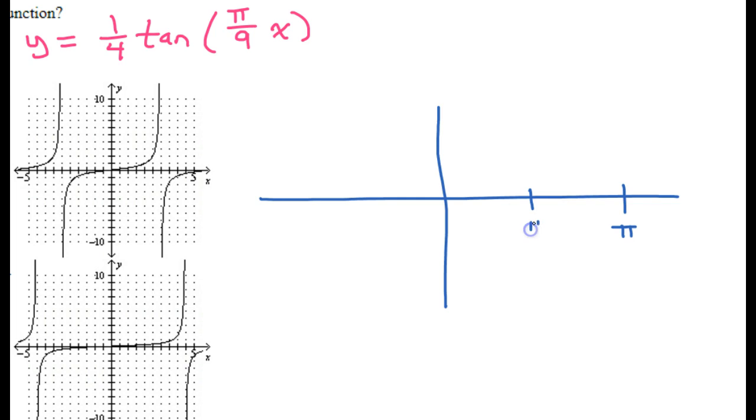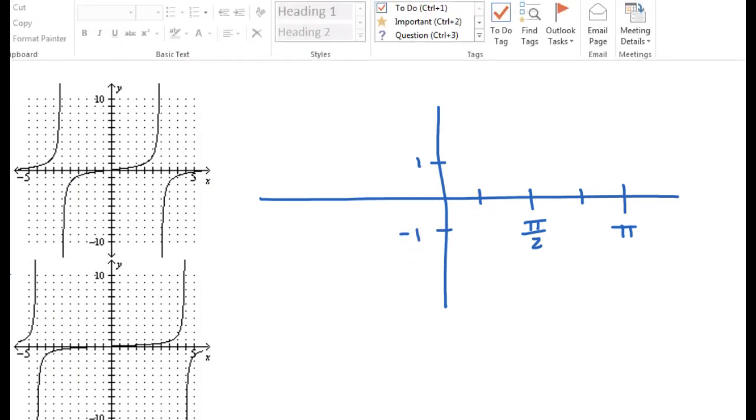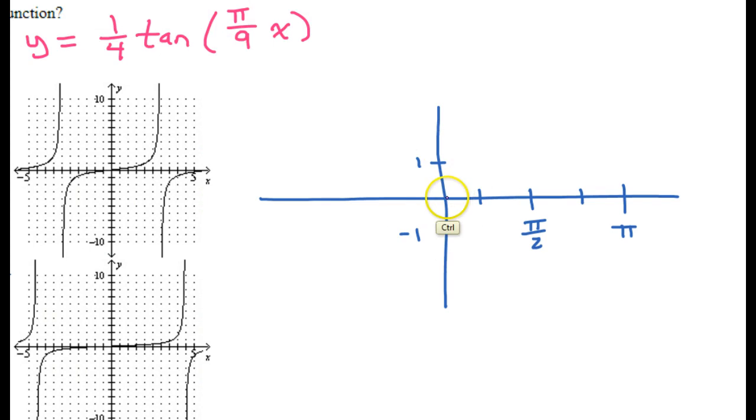Alright, so there'll be pi, and then this will be pi over 2. I'm not even going to label this. That's enough. So I have pi over 2 and I have pi, and I'll just put some marks in between for guidelines. Okay, and I will put a 1 and a -1. So the thing about the tangent function is that it begins and ends on the x-axis. Right in the middle there's an asymptote. So there's an asymptote right here.